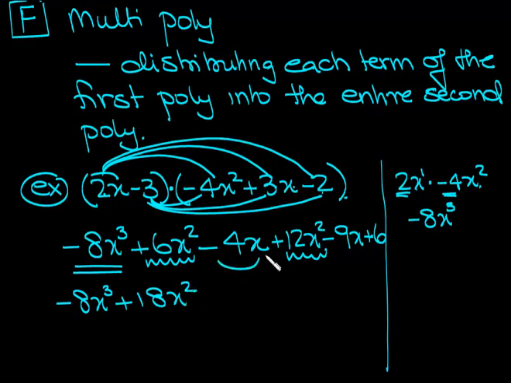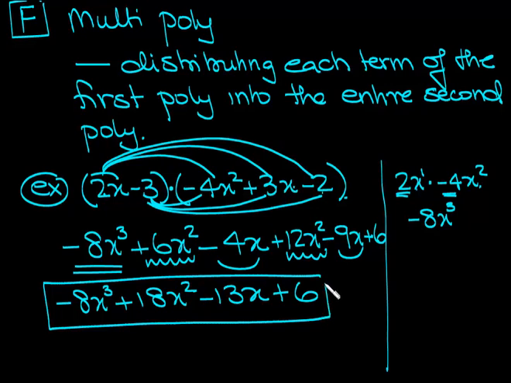This one has an x in it, this one has an x in it, just x to the 1 in both cases. Negative 4 plus negative 9 is negative 13x. And then we have a singleton 6. So that's how you multiply polynomials. You just basically distribute each term of the first polynomial into the entire second polynomial. Sometimes we can speed this process up.